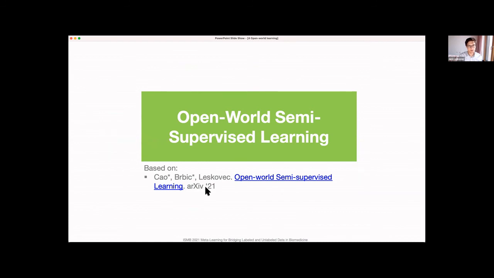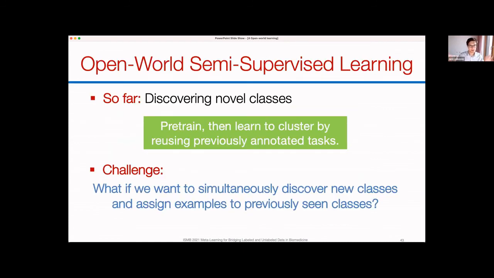So how does this relate to what we have learned so far? So far we talked about discovering cell types, discovering novel classes, where we pre-train and then learn to cluster by reusing previously annotated tissues. And the challenge is, what if we want to simultaneously discover new classes and assign examples to the previously seen classes, right? Basically, I get a new tissue, and whatever cell types are existing cell types, I want to classify them into known cell types, and whatever is a new cell type, I want to put on the side and say, here is a new cell type. So this is now a different, more challenging task.